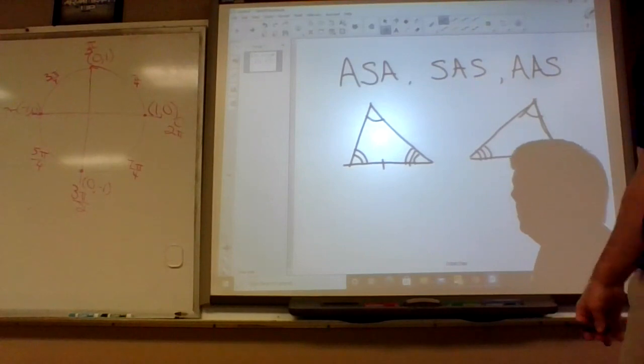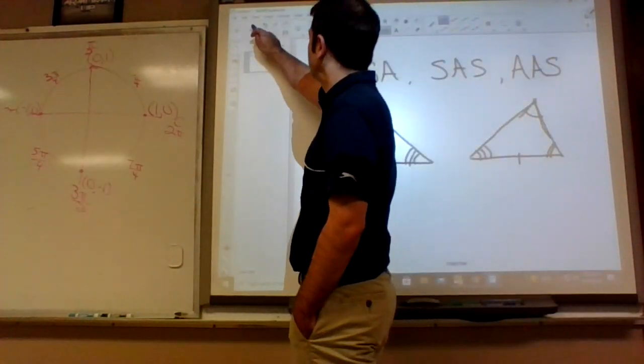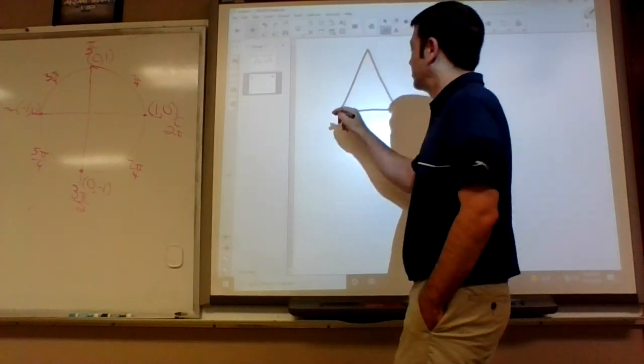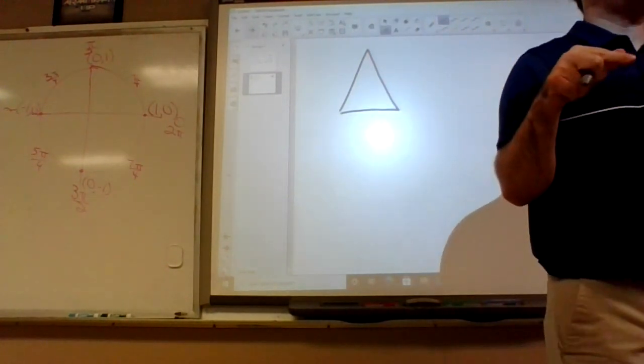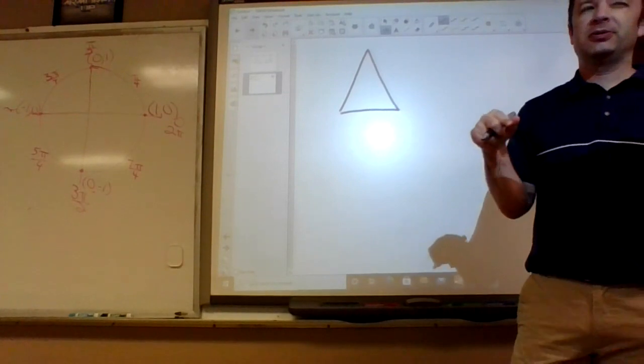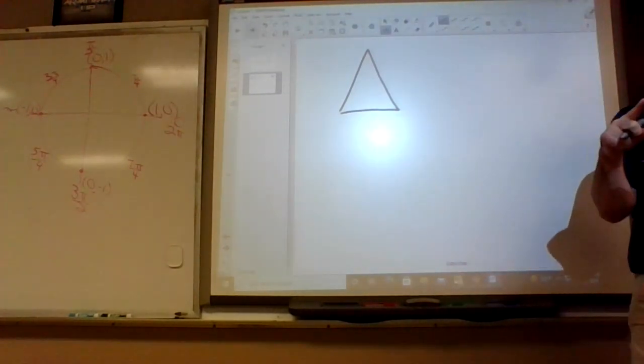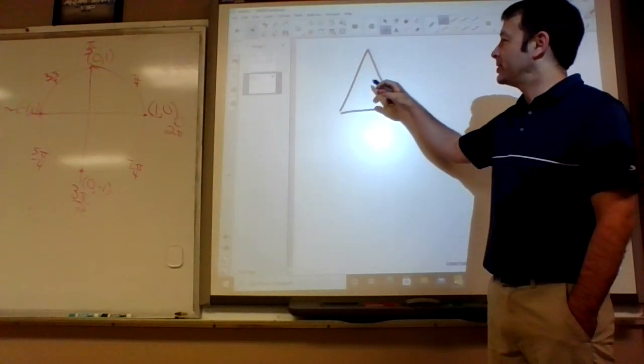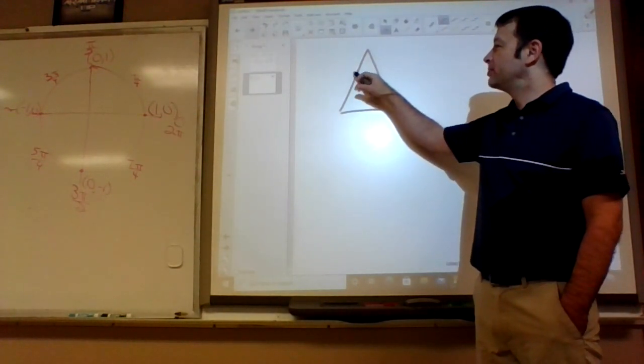Okay, isosceles triangle theorem. This one's new. What's an isosceles triangle? Two sides are congruent. What was it called when there were no sides congruent? Scalene. When all three sides were congruent? Equilateral. I think I might have mentioned this last Monday when we did the triangles.